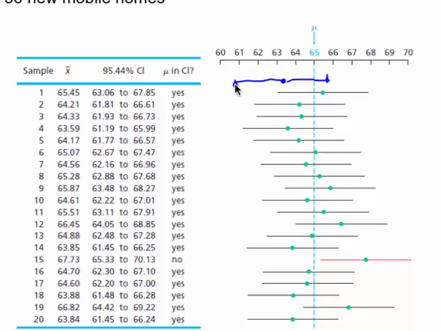So this was the one we got. Our point estimate was just over 63. We got an interval, and ours contains the population mean, which was 65. Okay, does it make sense? Any questions?